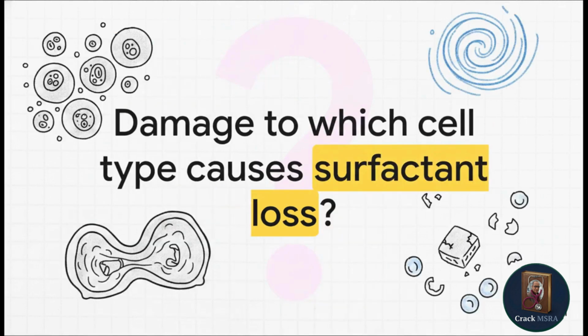Question 6. Let's go back to the microscopic level. Damage to which specific alveolar cell type results in a deficiency of pulmonary surfactant and subsequent microatelectasis? Recalling our cellular breakdown early on, the loss of surfactant is directly caused by damage to the type 2 pneumocytes.